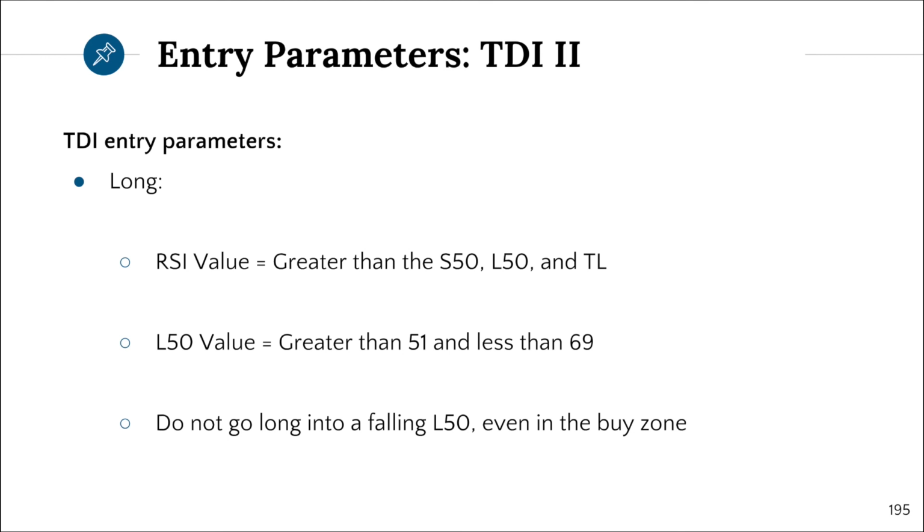You want the liquid 50 somewhere around 60, 58, 62. Those are right in the middle. That's where you find the nice trending liquid 50. And if you can find it in that zone all day, you're going to find a really strong trend.